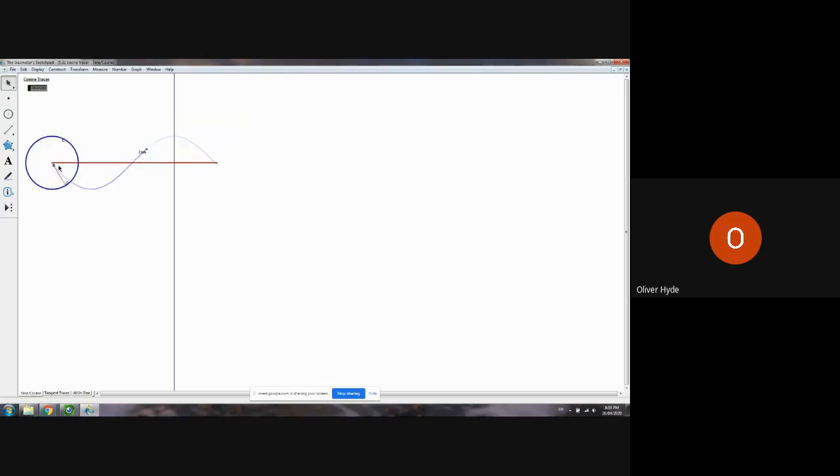Imagine that we're recording this angle theta right here. And the cosine of theta is the ratio of x to r. I'll stop it for a sec. And right there, the cosine of theta is the ratio of this x value to that radius right there.